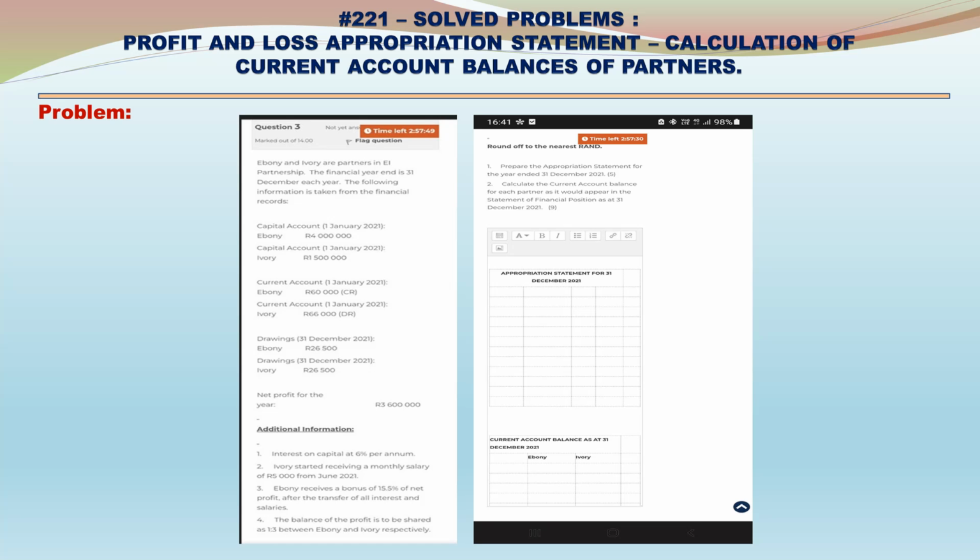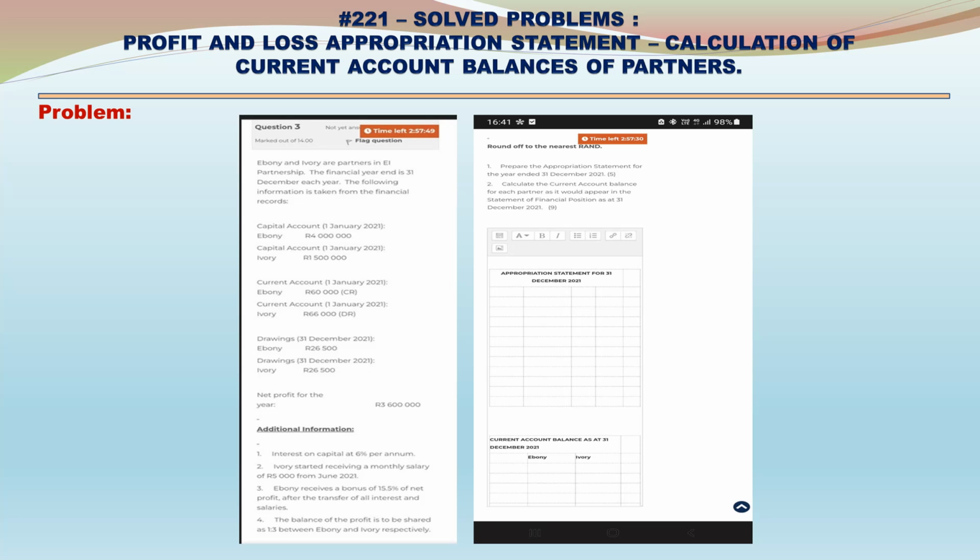Capital account 1st January 2021: Ebony 4 million, Ivory 1.5 million. Current account 1st January 2021: Ebony 60,000 credit, Ivory 66,000 debit. Drawings 31st December 2021: Ebony 26,500, Ivory 26,500.